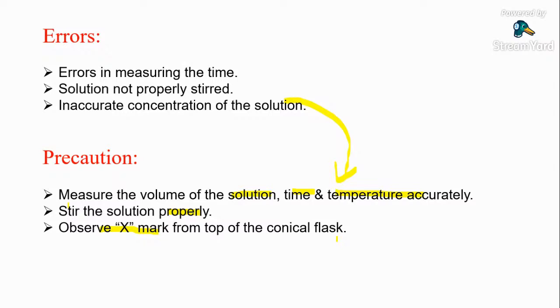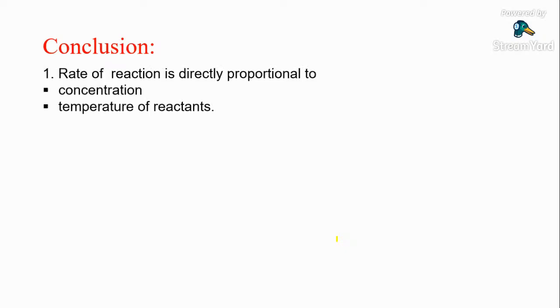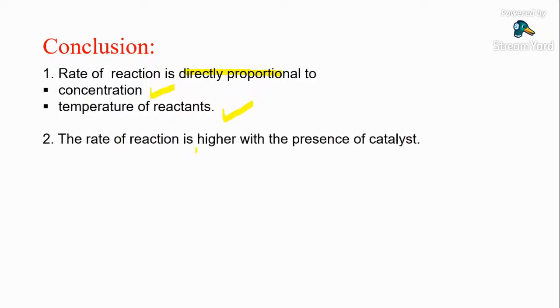Later you can double check again with your lab report. You do the correction based on this video discussion. Okay, the last part, conclusion. Based on the objective, you have to be able to study the effect of concentration, temperature, and catalyst on the reaction. So after you conduct this experiment, you should know the rate of reaction is directly proportional to concentration and temperature of reactant, and the rate of reaction is higher with the presence of catalyst.